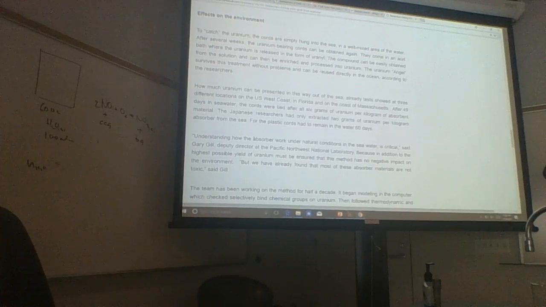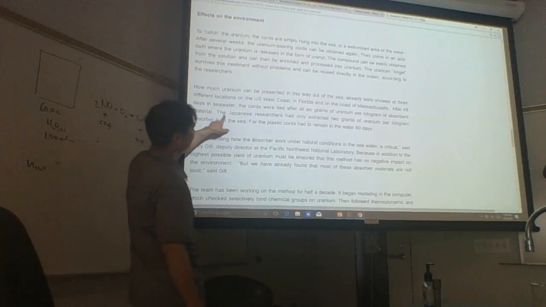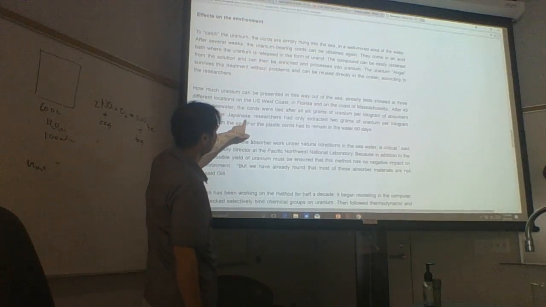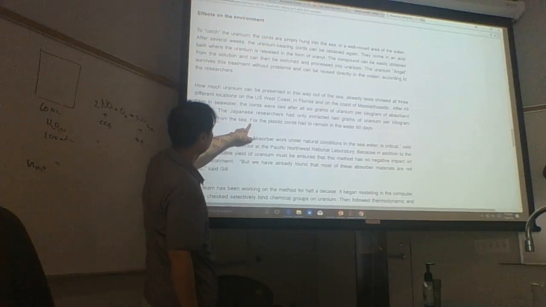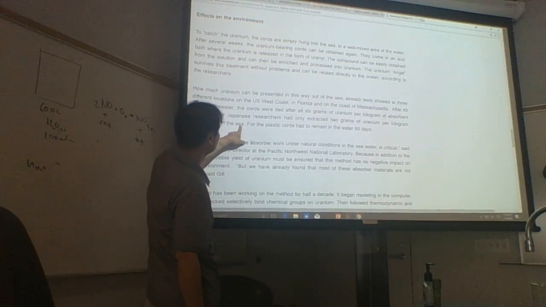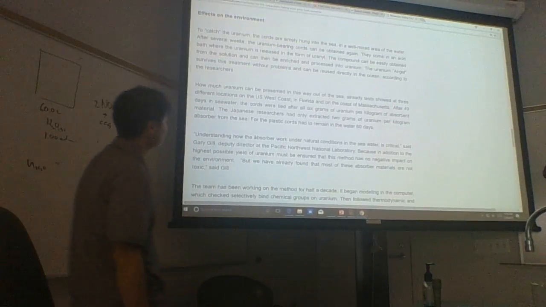After 49 days in seawater, the cords were tied together. The researchers had extracted 2 grams of uranium per kilogram absorbed from the sea. Wow, 2 grams of uranium is a lot, actually.